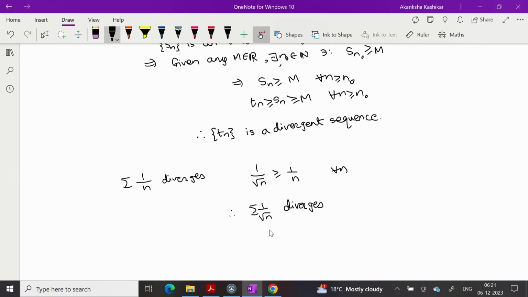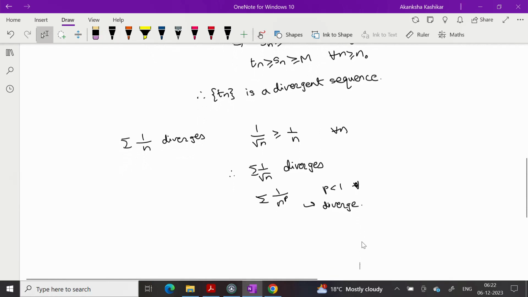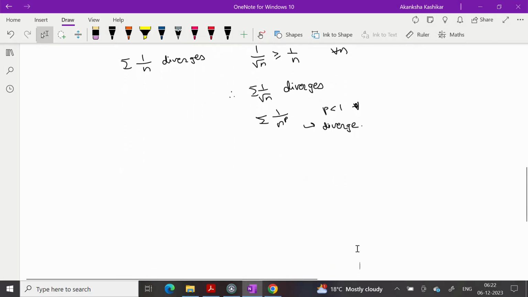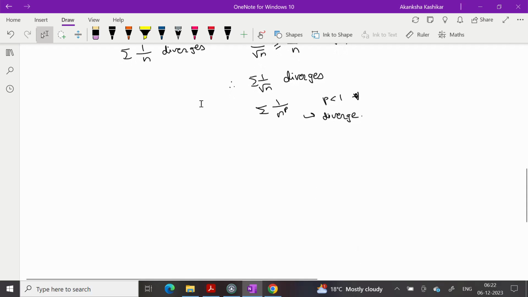In fact, not just that, summation 1 by n raised to p, for any p less than 1, the same result will hold. Okay, so this will diverge by comparison test. Okay, so far? So this is an application of part 2 of the comparison test. Let us check for part 1.